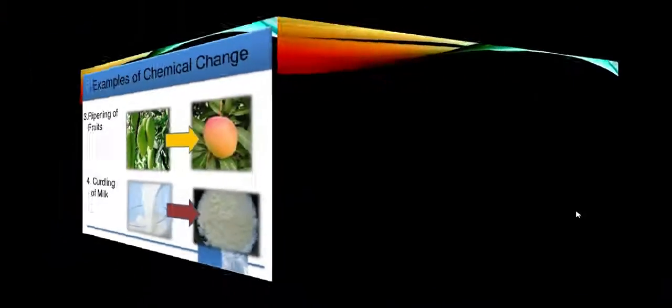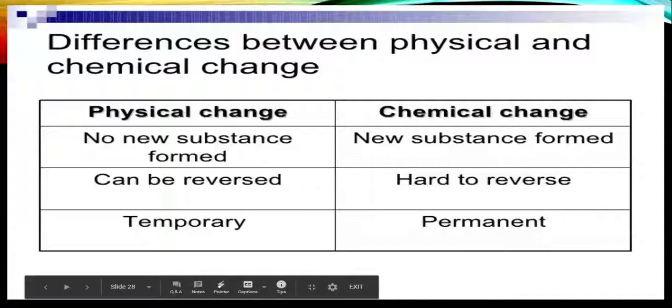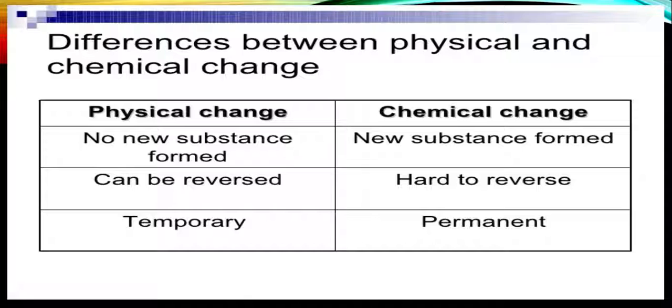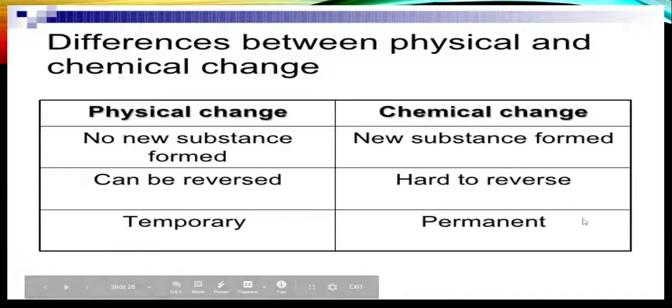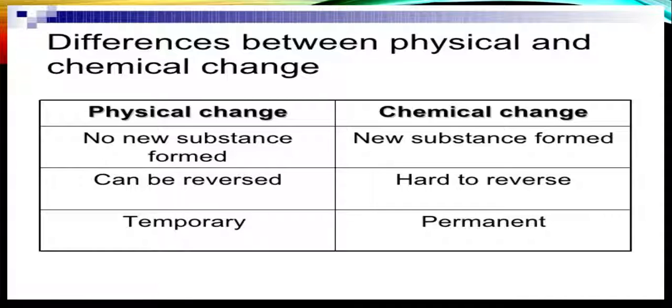Children, now you can easily differentiate between a physical and a chemical change. Like in physical change, no new substance is formed, whereas in chemical change, new substance is formed. Physical change can be reversed, but chemical change cannot be reversed. Physical change is temporary, but chemical change is permanent. I hope now it is clear to everyone.